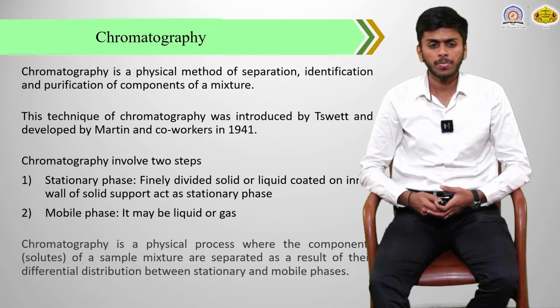Chromatography involves two phases. First is the stationary phase, which is a finely divided solid such as alumina, silica gel, or a liquid coated on the inner wall of a solid support. Second is the mobile phase. It may be liquid or gaseous. It is the movable phase. Chromatography is a physical process where the components of a mixture are separated as a result of their differential distribution between stationary and mobile phase.